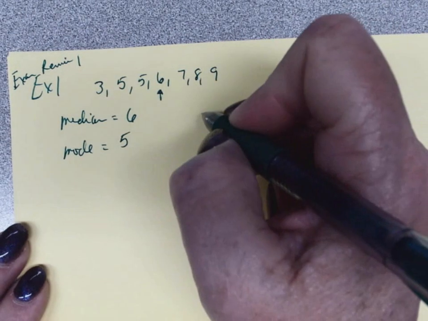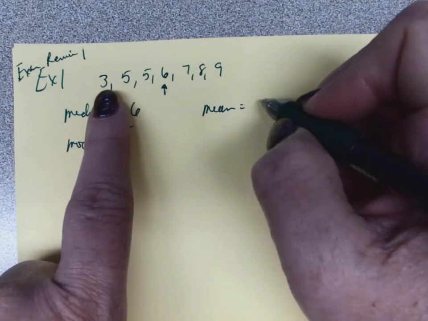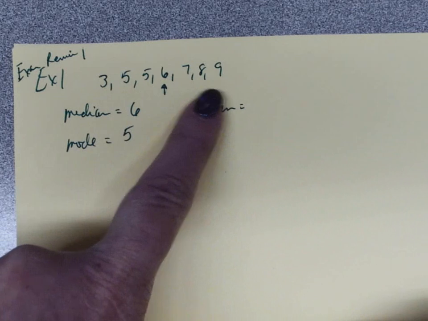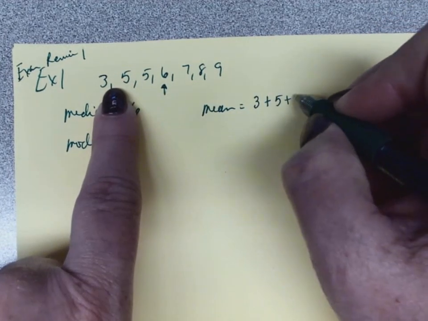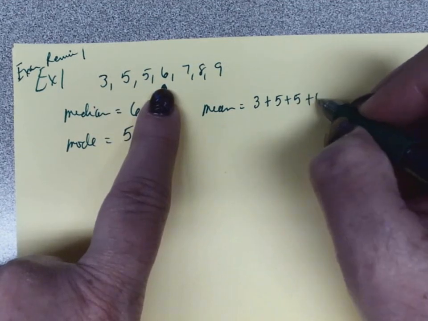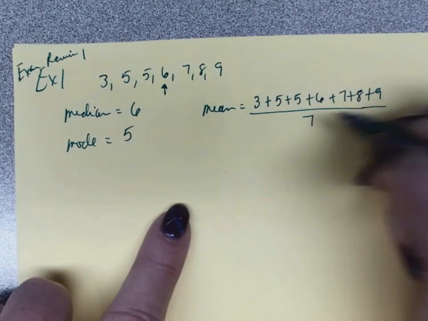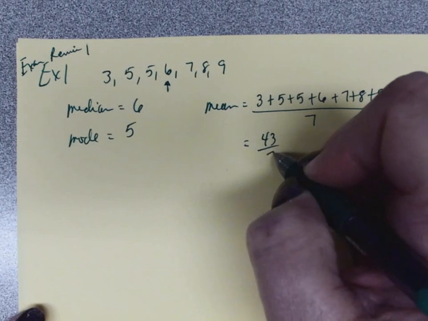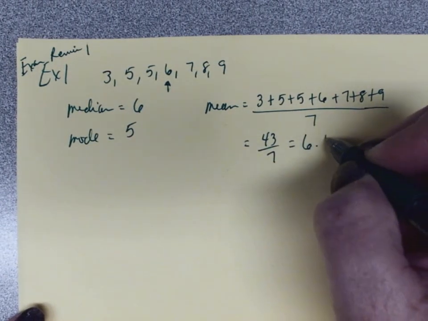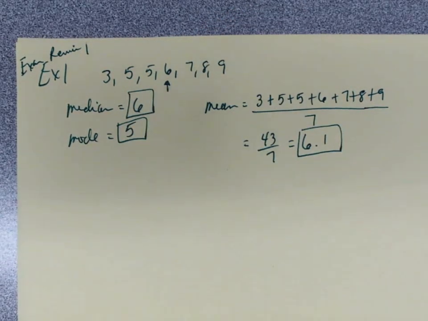And then we need to find our mean. The mean is the same thing as the average, so we're going to add the numbers together. You don't have to do this in numerical order, but since we have it that way, I'm just going to do it. So 3 plus 5 plus 5 plus 6 plus 7 plus 8 plus 9. And we have 7 numbers, so we'll divide by 7. This will get us 43 divided by 7, which is 6.1. So there are our 3 answers for problem number 1.